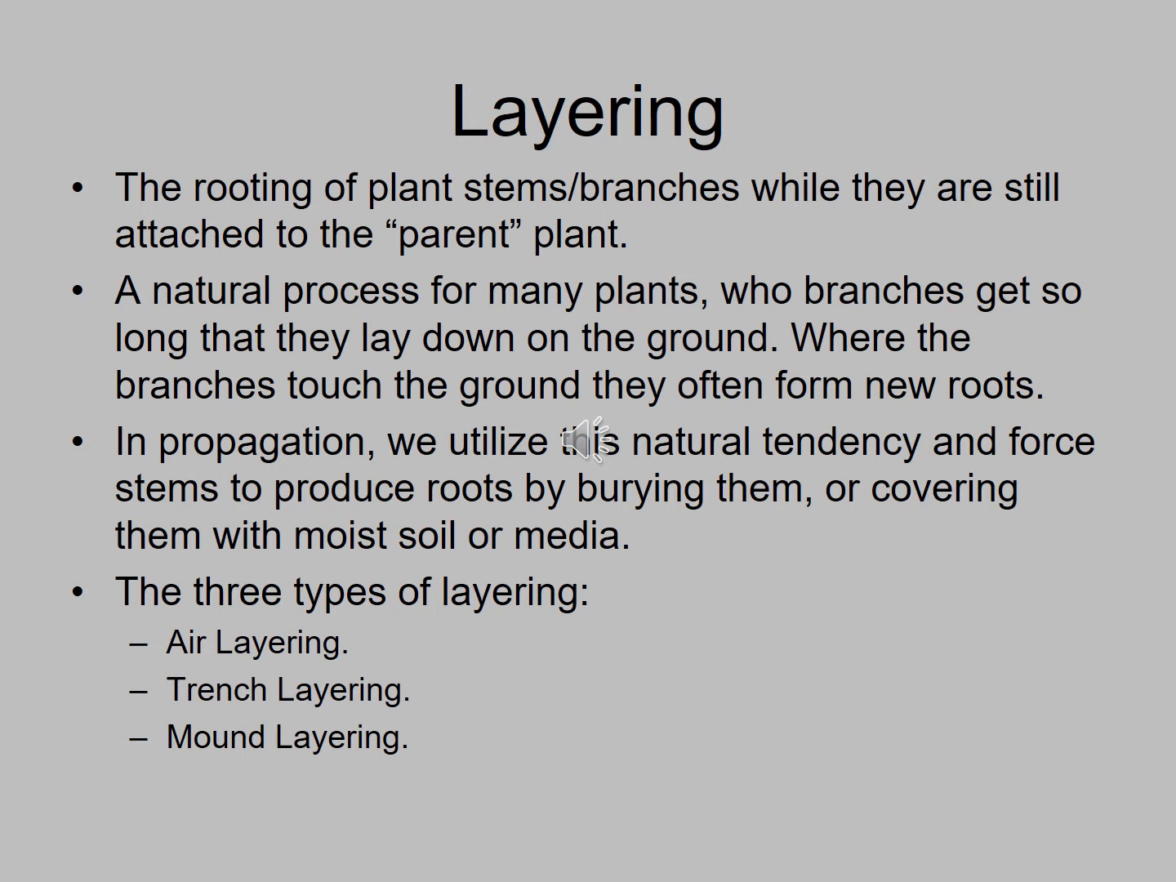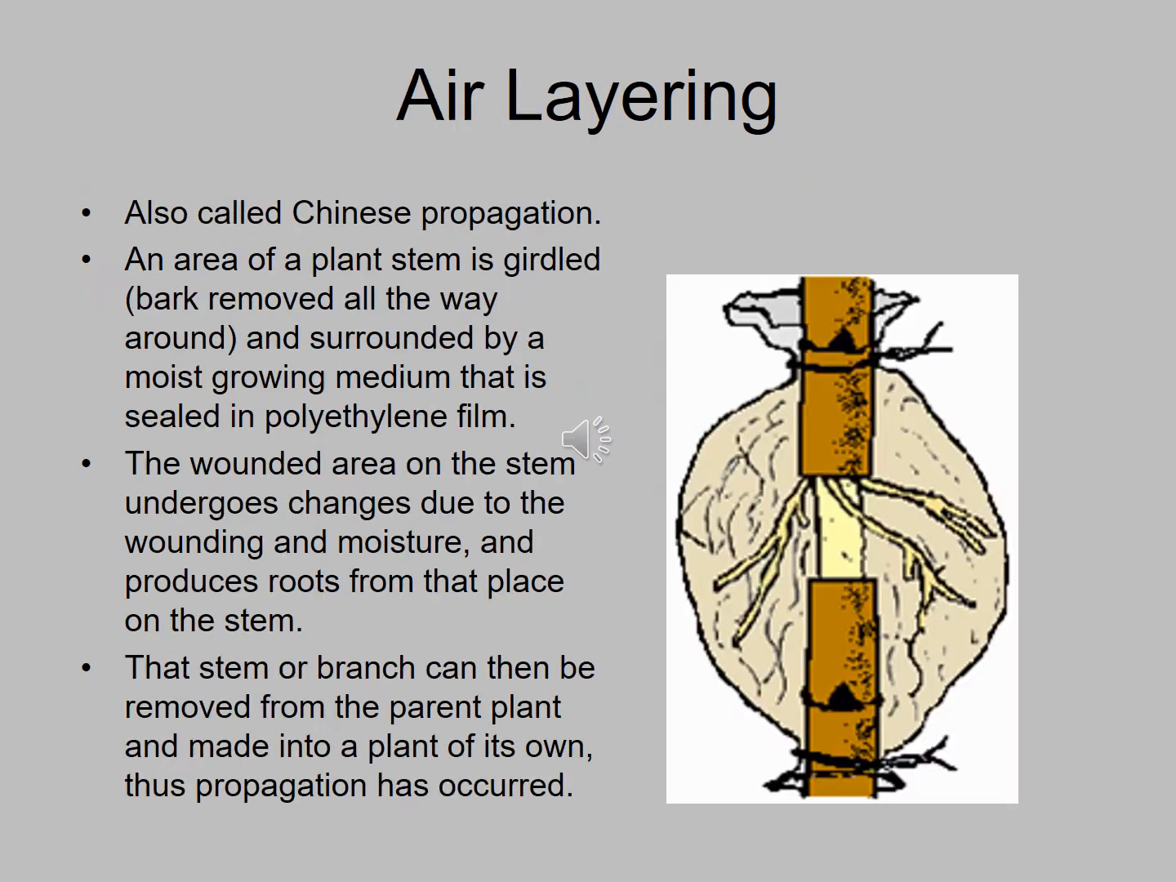It's a natural process, but we can take advantage of that natural tendency and force stems to produce roots by burying part of their stems while they're still attached to the mother plant, and wounding that buried part first, and new little plants will grow off of those areas. There are 3 types of layering: air layering, trench layering, and mound layering.